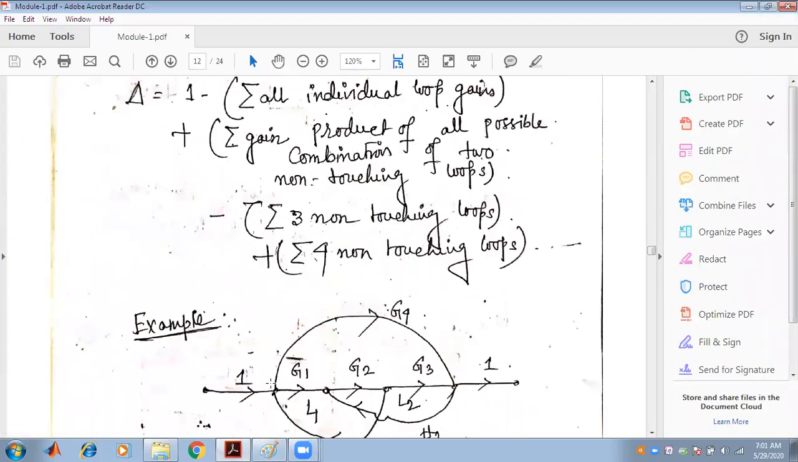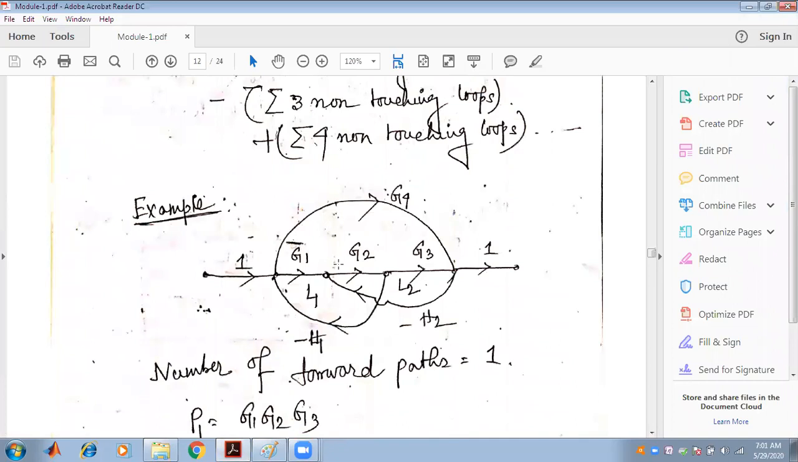For this example, it is given that we have to find the transfer function using the conception of Mason's gain formula on that particular graph. First, let us see how we can apply this.